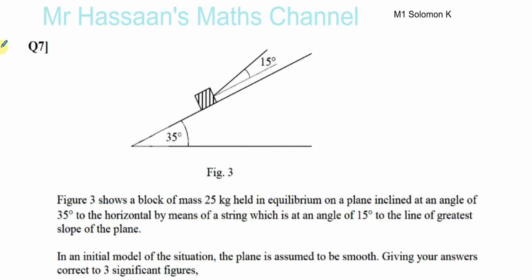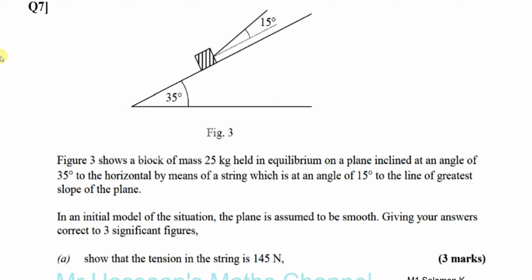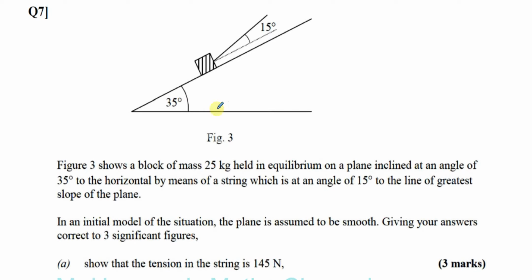Okay, so figure 3 shows a block of mass 25 kilograms held in equilibrium on a plane inclined at an angle of 35 degrees to the horizontal by means of a string which is at an angle of 15 degrees to the line of greatest slope of the plane. In an initial model of the situation, the plane is assumed to be smooth. Giving your answers correct to 3 significant figures, show that the tension in the string is 145 newtons.